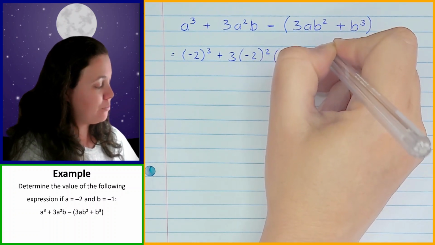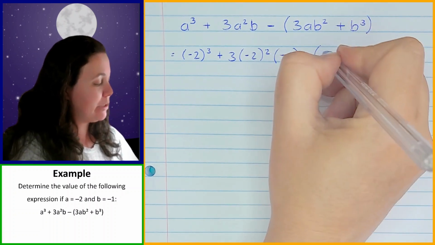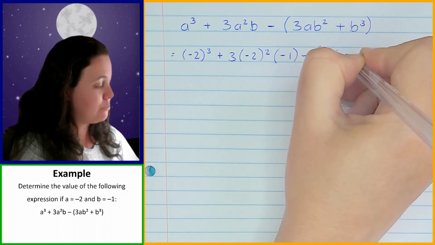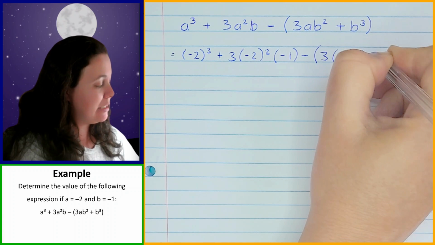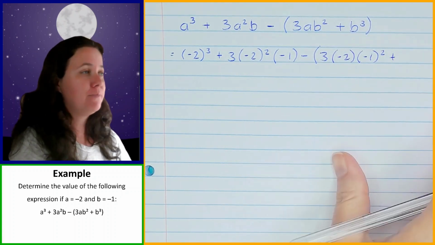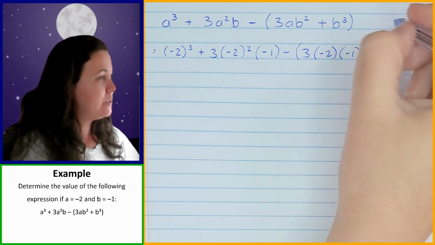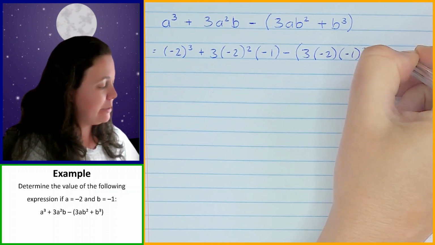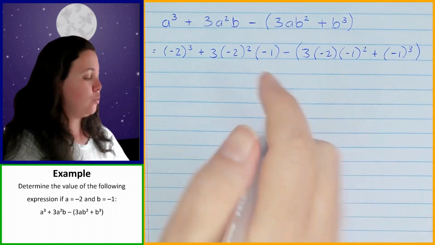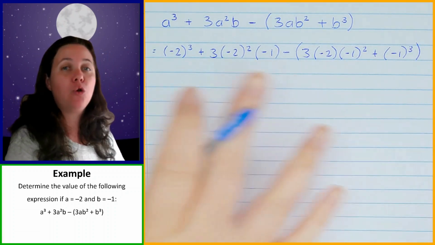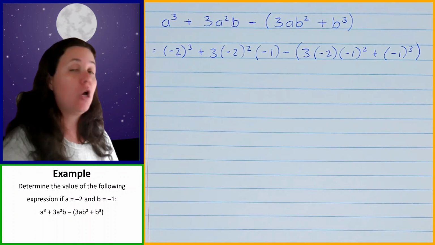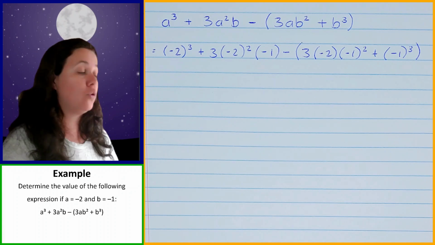Minus, then I've got brackets over here, and inside those brackets I've got 3, and then a, which is -2, that goes in brackets, and then b squared, which is -1, goes in brackets as well. And then I've got plus b cubed, which is -1, so that's going to be -1 in brackets, cubed, and then I close the brackets. Okay, so once I've done all the substitution, what I need to do now is simplify everything, remembering to do things in the order of BEDMAS.